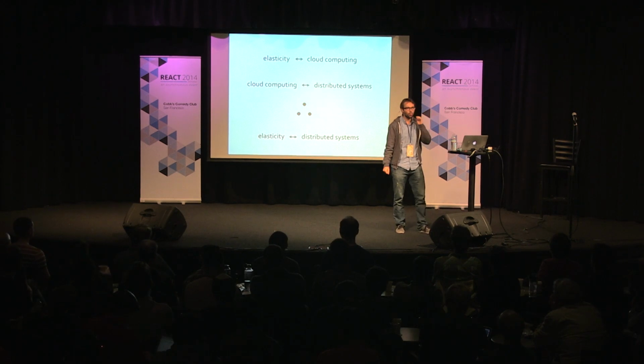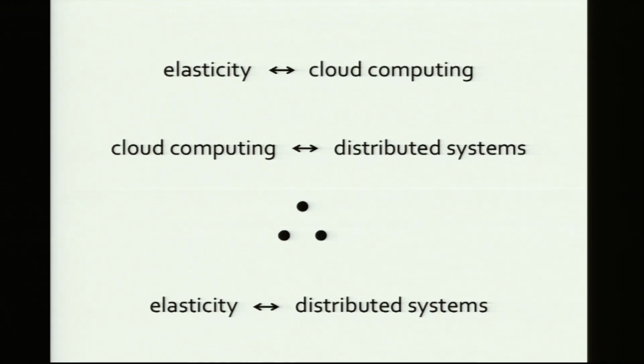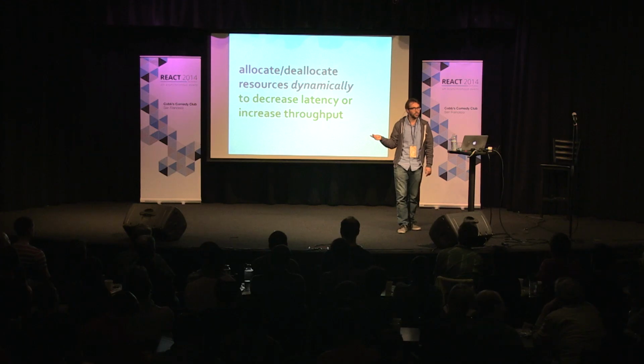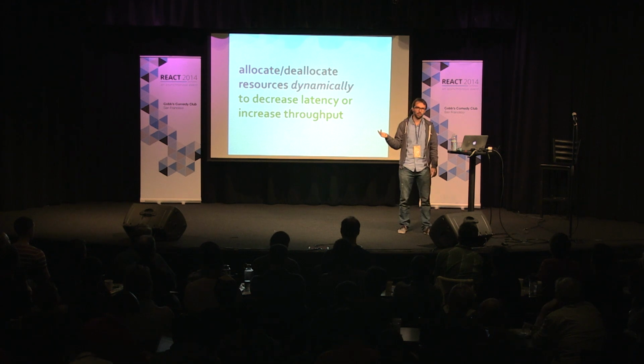Okay, jumping in to scale up, scale down. Most people, when they hear the word elasticity, associate it with cloud computing. And most people associate cloud computing with distributed systems. Therefore, most people associate elasticity with distributed systems. But really, elasticity is just about this fundamental what and why, which is I want to allocate and deallocate resources dynamically, and I want to do it to decrease latency or increase my throughput.